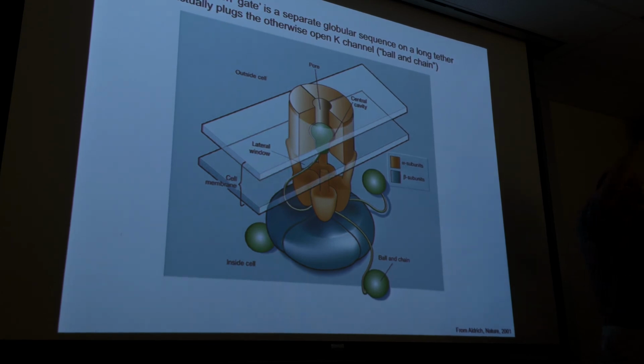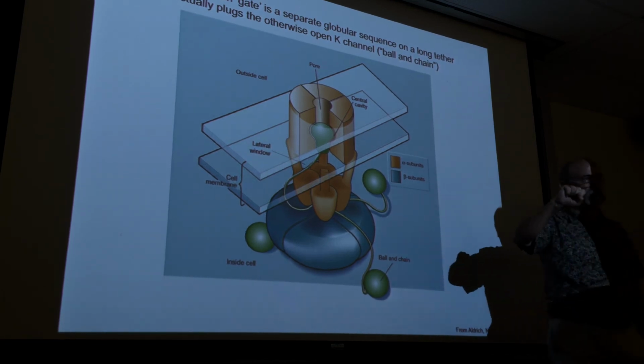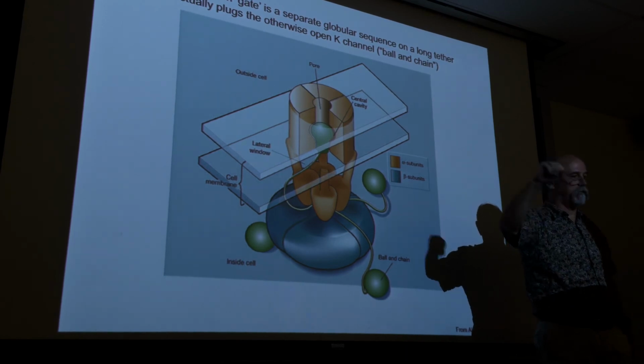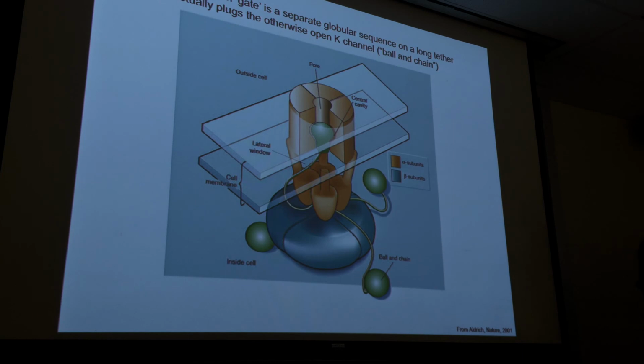So this thing senses that voltage, and it turns out it swings around and basically plugs the pore with this structure. So it's not a gate that goes like this. It's actually like a drain in the tub, right? It swings around and plugs the hole. Okay.